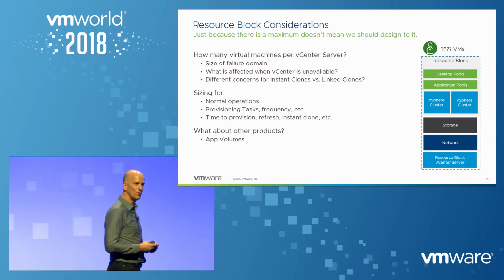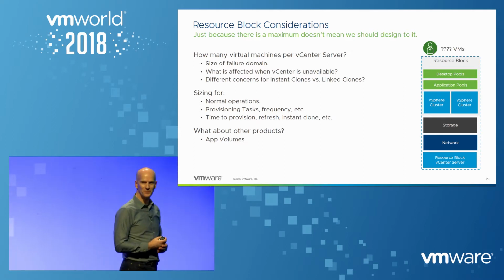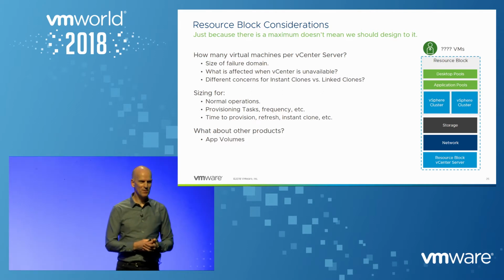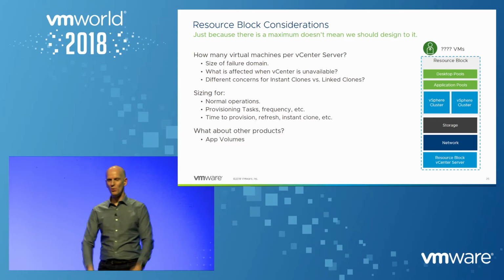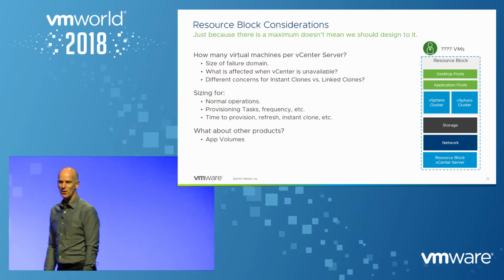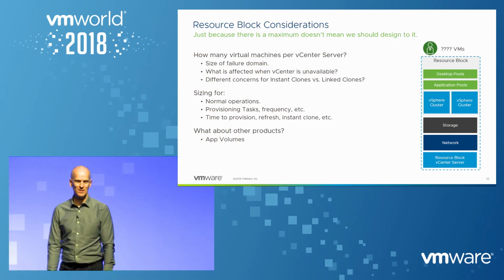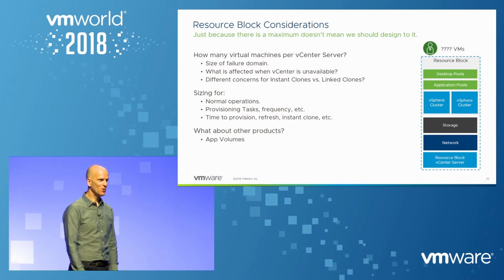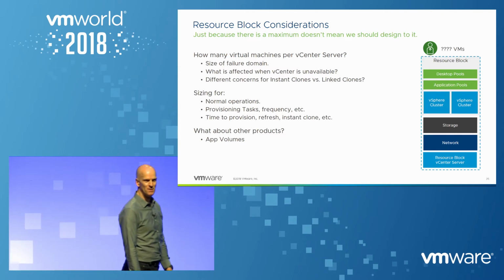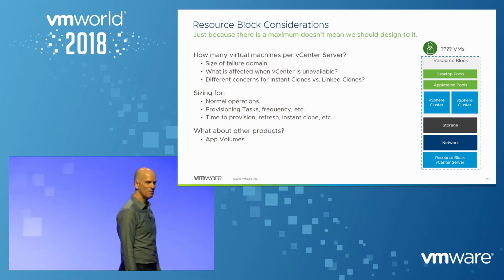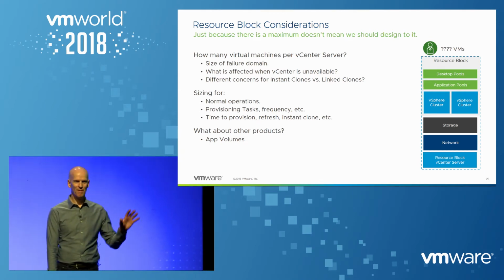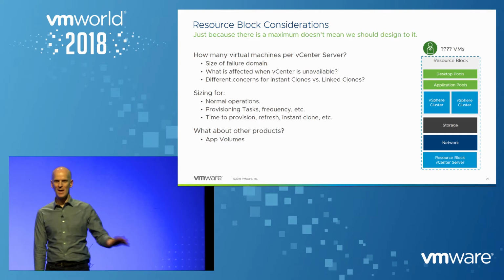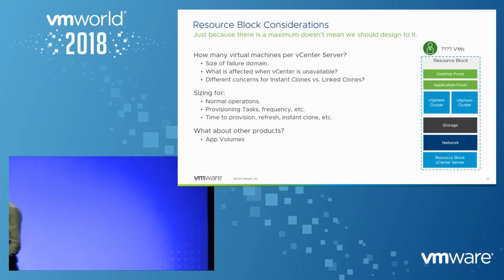So just because I can do 5,000 instant clones, doesn't mean that's what I should do. If your environment only has 5,000 users, are you going to build a single virtual center and put all the 5,000 desktops against that single virtual center? That may be the right thing to do. It probably isn't. Are you going to put all your users in one failure domain? If something happens to that virtual center, what's my impact?